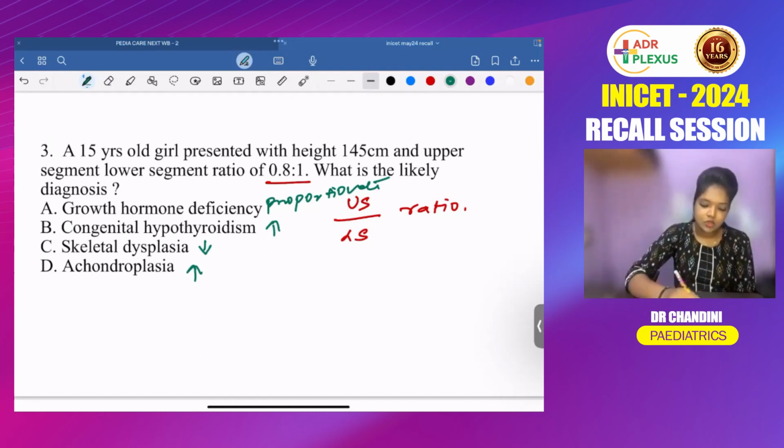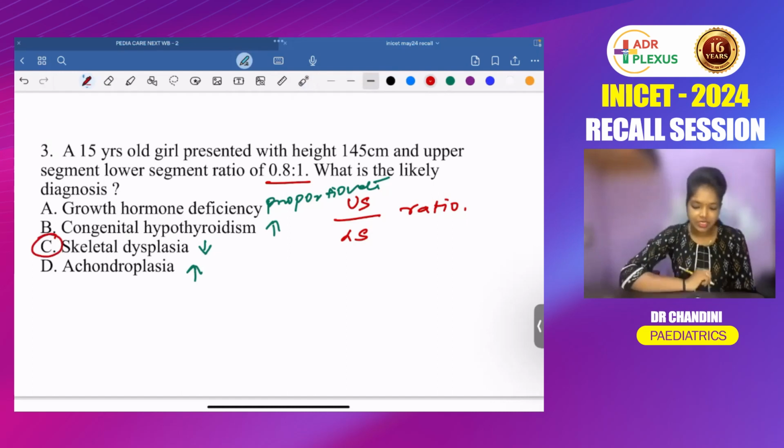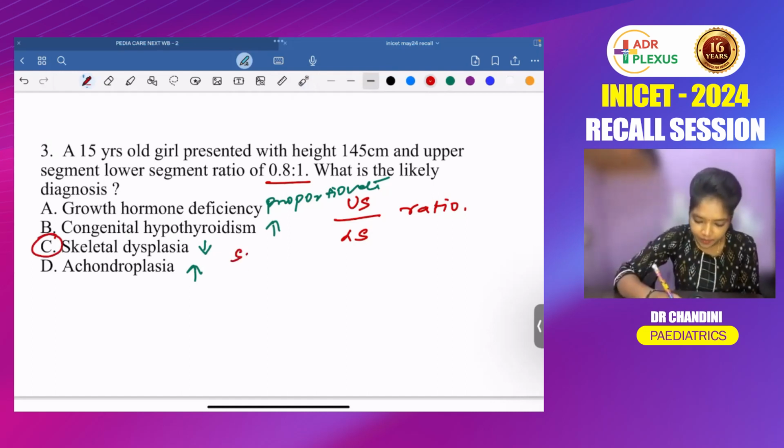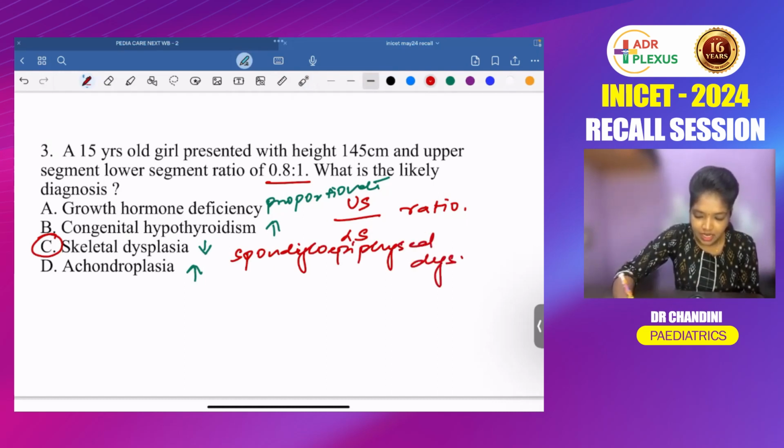So among these options, the right answer is actually option C, skeletal dysplasia or spondyloepiphyseal dysplasia, where the upper segment to lower segment ratio is decreased. So that is the answer for this question. Okay.